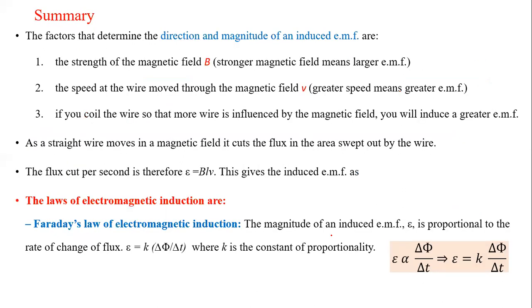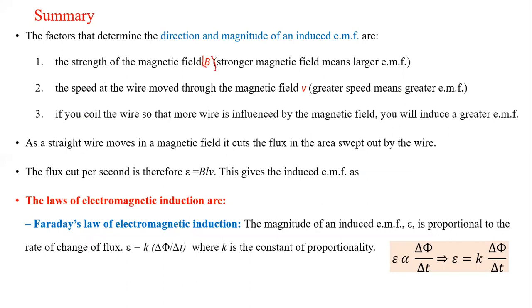The factors that determine the direction and magnitude of induced EMF are, first, the strength of the magnetic field B. Strength of magnetic field.